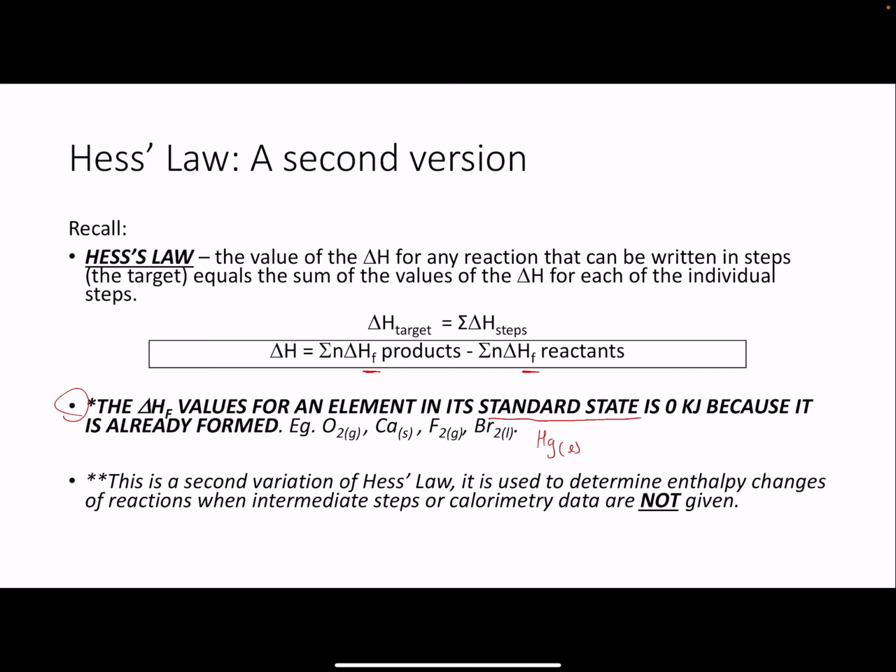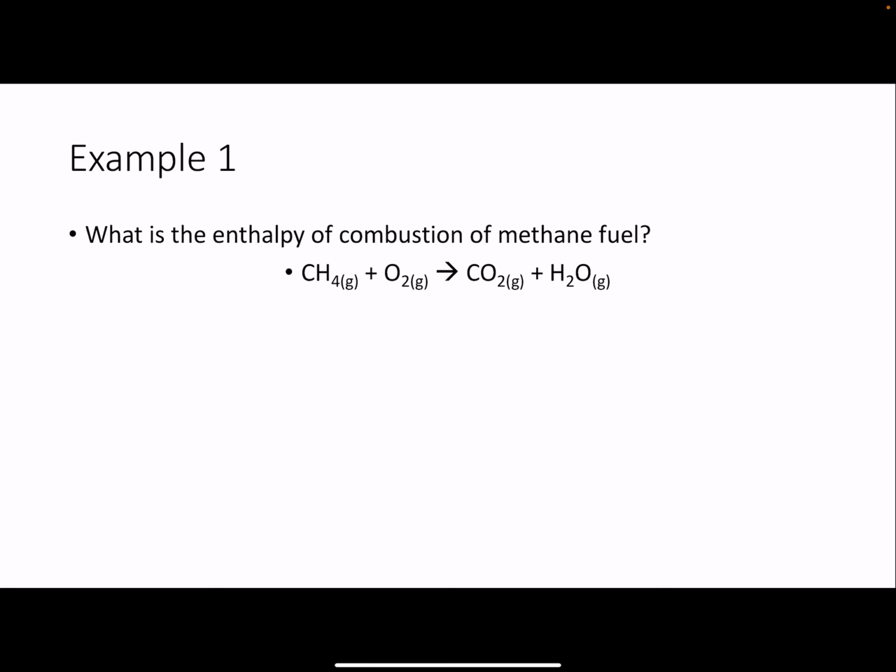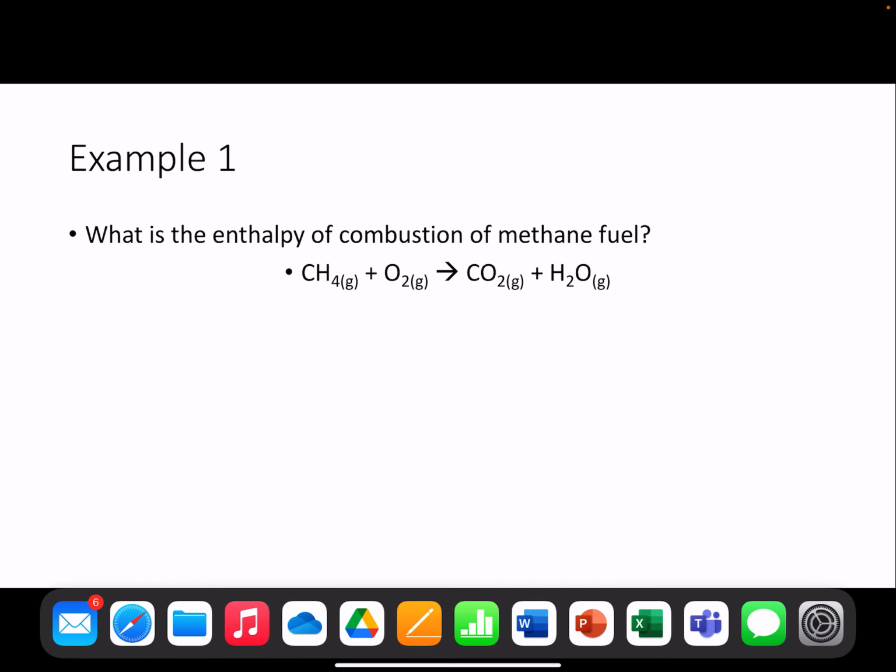Now keep in mind we're finding the enthalpy change when we don't have calorimetry data, so no temperature. We haven't found a change in temperature, or we weren't given intermediate steps, so we're kind of creating our own. So this equation is key in terms of energy production and analysis. Let's apply an example to it.